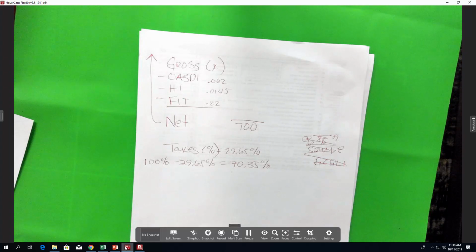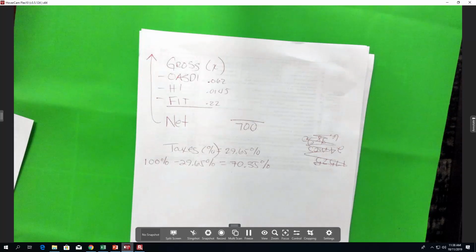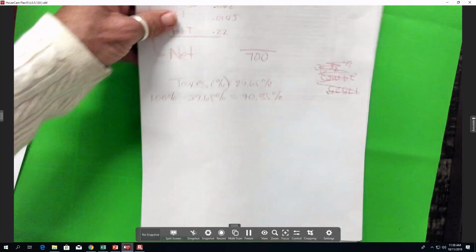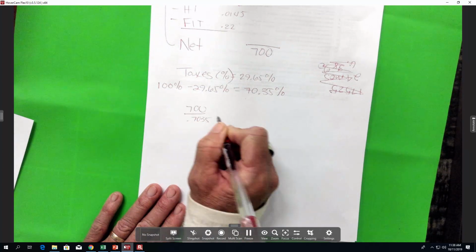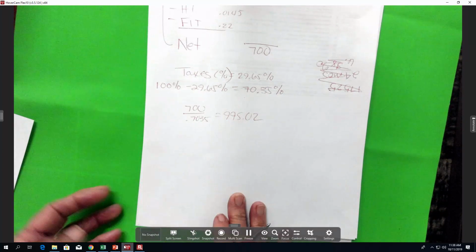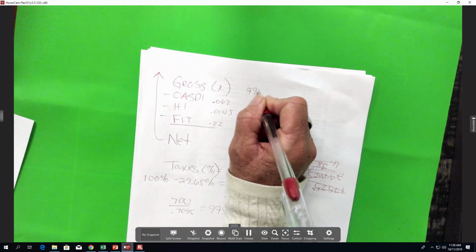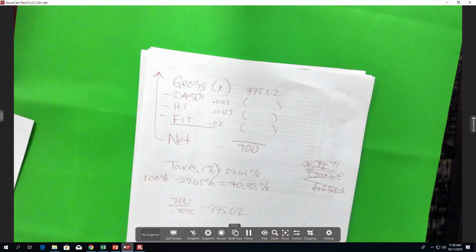Did it work? Is 995.02, oh, let's go finish this then. So 700 divided by 0.7035 equals 995.02, is that right? All right, so let's finish this up. So 995.02, you can multiply it by the taxes now, right?